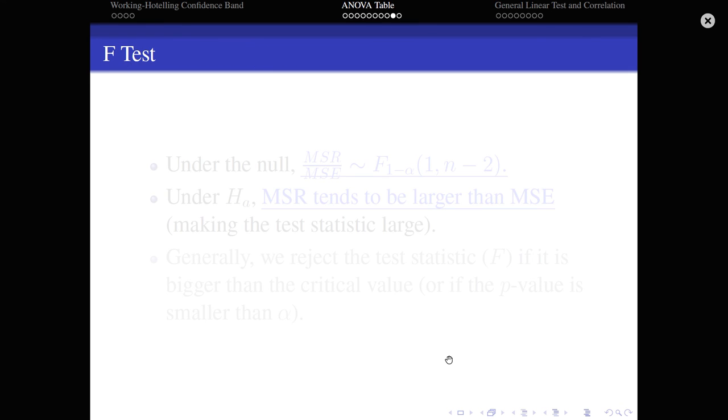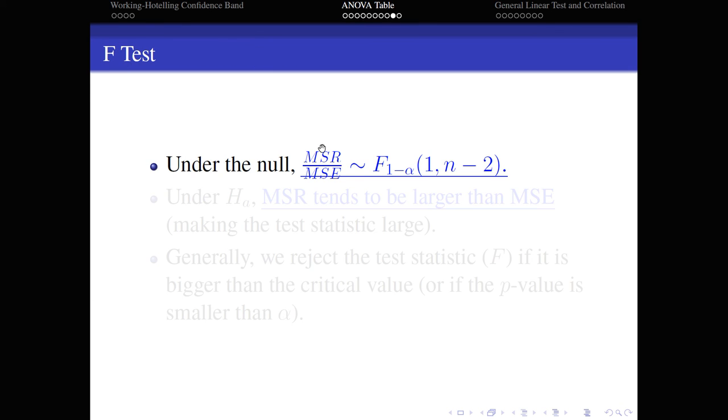Now this is important because this ratio, mean squares regression divided by mean squares error, is exactly how we construct an ANOVA F test. So we look at the ratio, and this ratio between mean squares regression and mean squares error is distributed as an F distribution at a significance level of 1 minus alpha with 1 degree of freedom and n minus 2 degrees of freedom. The degrees of freedom of the numerator, the first degrees of freedom, is 1. And then the degrees of freedom of the denominator, MSE, is n minus 2.